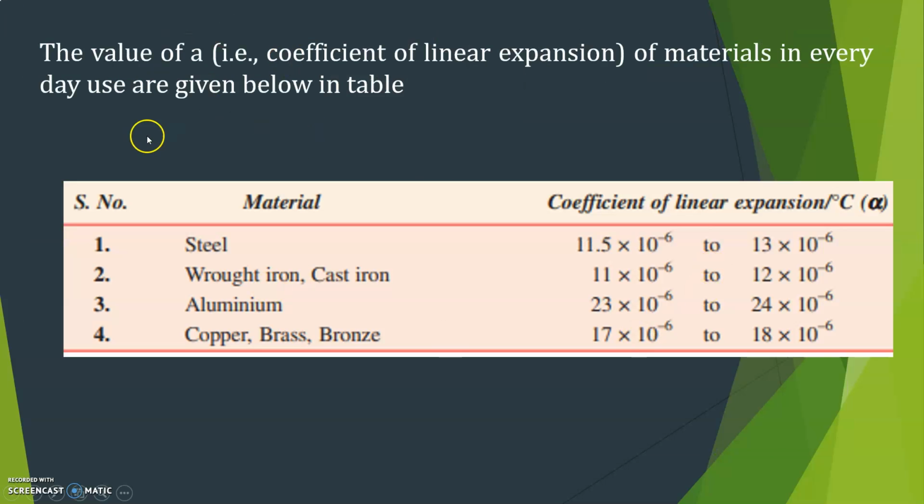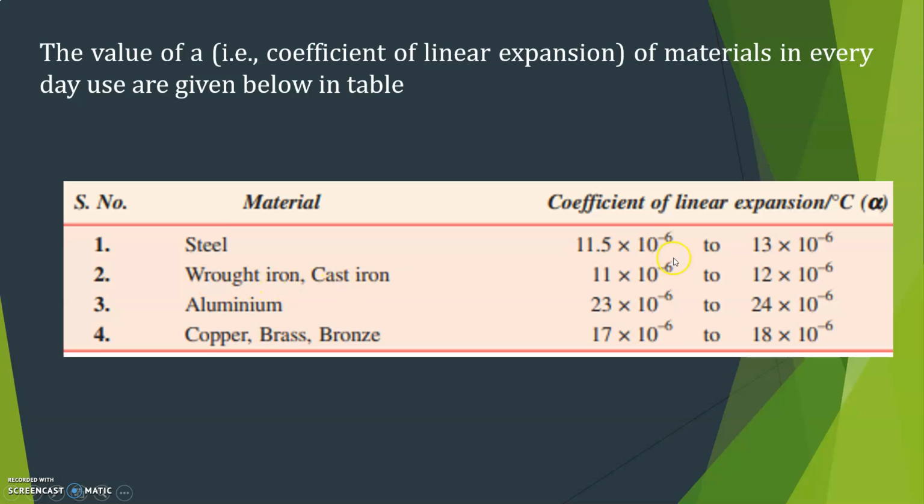Before that, I'll just give the value of alpha. For some particular materials, the coefficient of linear expansion is given like this. It is the thermal coefficient of linear expansion. For steel it is 11.5 into 10 raised to minus 6 to 13 into 10 raised to minus 6.